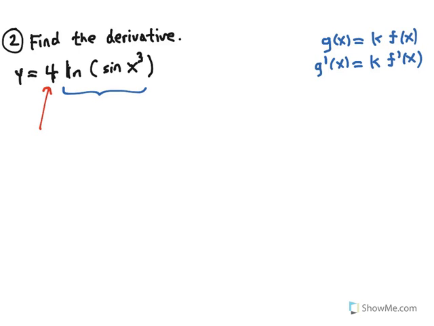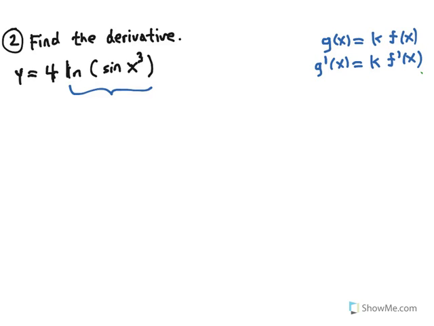So we remember one of our differentiation rules. If you have a function that's a constant multiple of a differentiable function, the derivative of your function will be the constant times the derivative of the differentiable function. So what we have to do is we just find the derivative of the natural log of sine of x cubed and multiply that by 4.